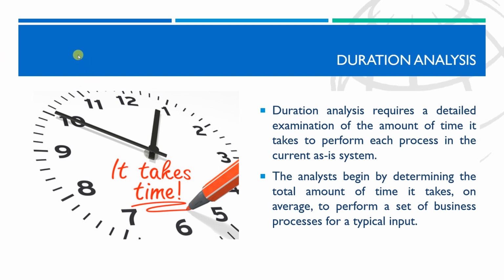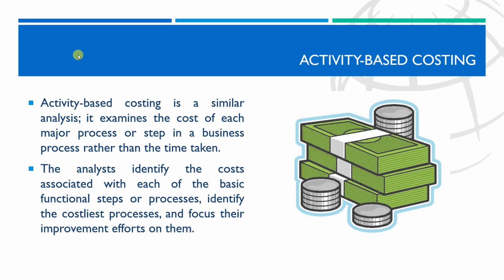And we have then to know what is activity-based costing or this other procedure. Activity-based costing is a similar analysis. It determines the cost of each major process or a step in a business process rather than the time taken. The analysts identify the cost associated with each of the basic functional steps or processes, identify the costliest processes, and focus their improvement efforts on them.